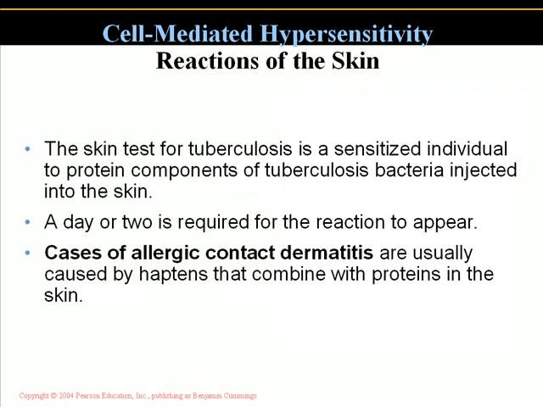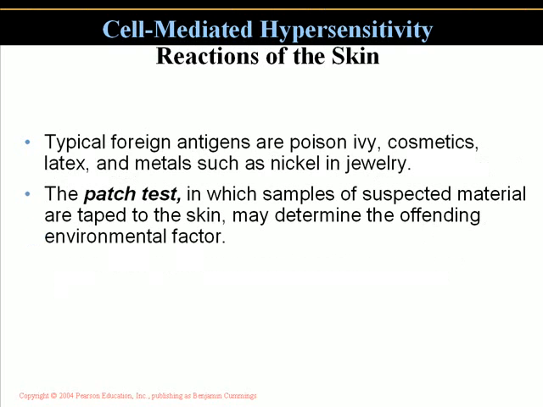The skin test for tuberculosis sensitizes an individual to protein components of tuberculosis bacteria that are injected into the skin. A day or two is required for the reaction to appear. Cases of allergic contact dermatitis are usually caused by a hapten that combines with proteins in the skin. Typical foreign antigens are poison ivy, cosmetics, latex, and metals such as nickel in jewelry. In the patch test, a sample of suspected material is applied to the skin, which will determine the offending environmental factor.